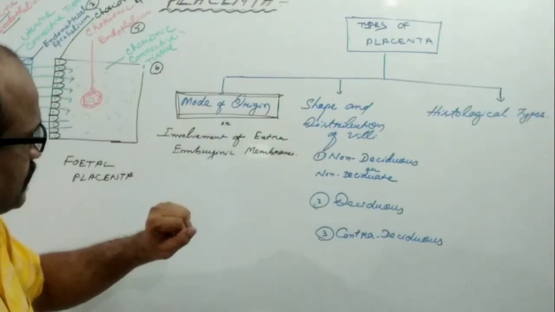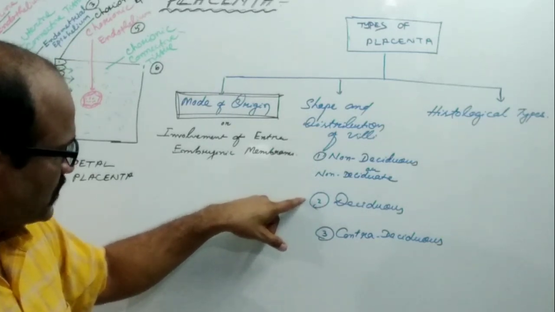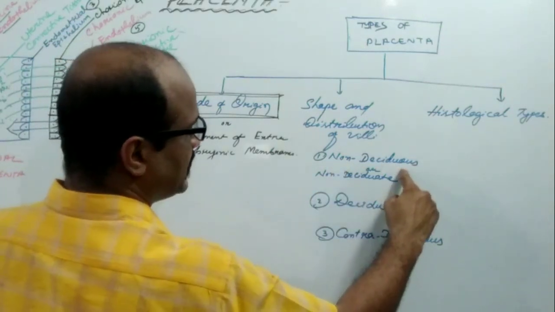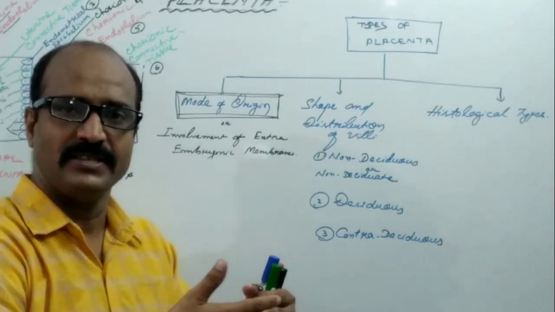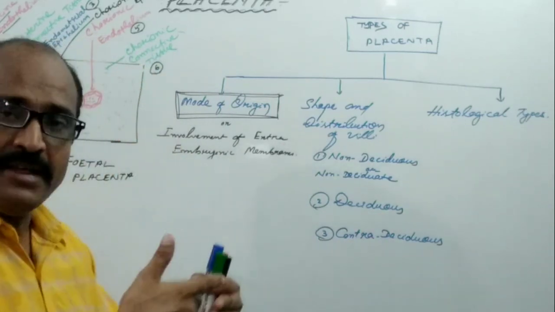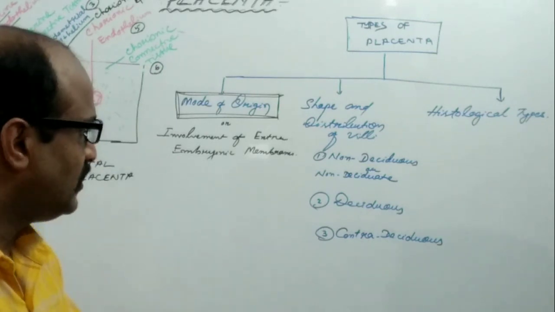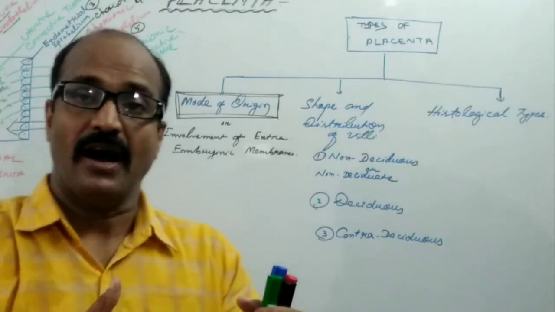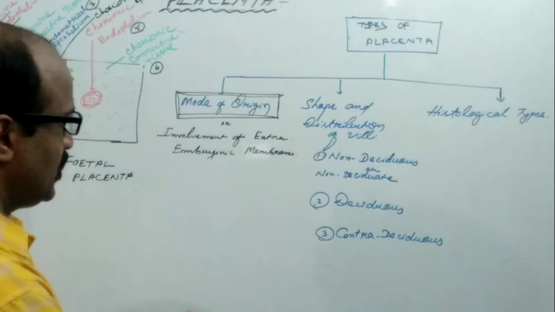So these are the three types. One is the non-deciduous or non-deciduate. The second one is the deciduous. The third one is the contradeciduous. In the case of non-deciduous, there is no intimacy between the fetus and the uterus. In the case of deciduous, there is intimacy. More intimacy is present between the fetus and the uterine tissue. But in the case of contradeciduous, there is very high intimacy between the fetus and the uterine tissue.